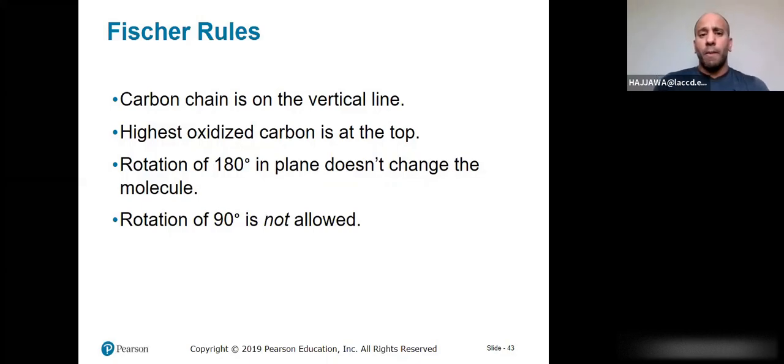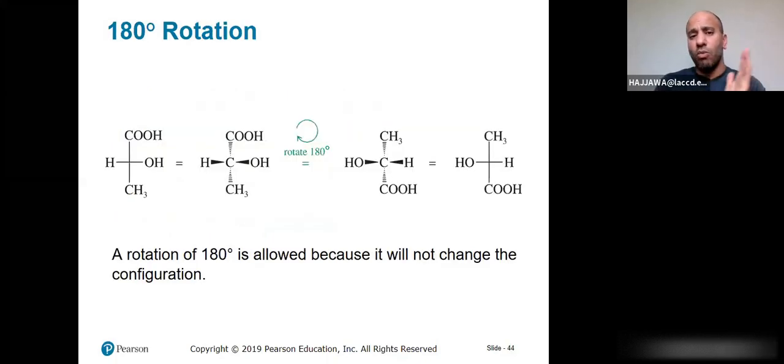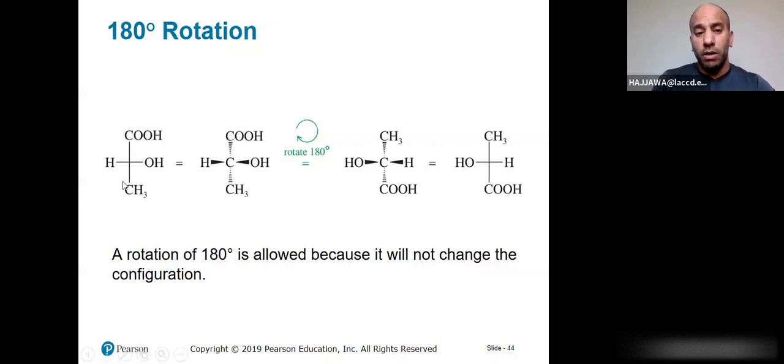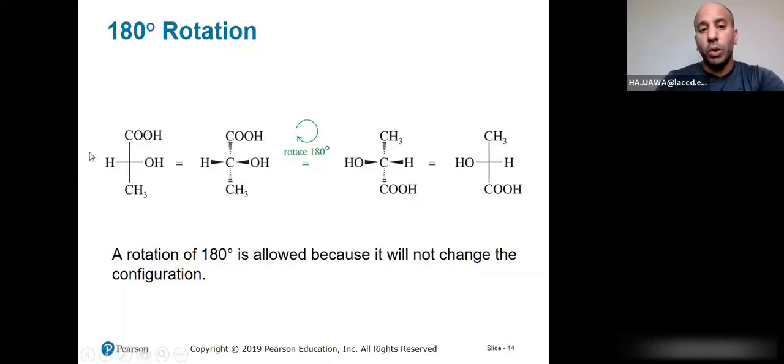Fischer rules: usually you want to have the most oxidized carbon on top and the vertical line to keep it for the carbons, and the other groups to be on the horizontal line. Now there is some rotation. Here's one of them, a 180-degree rotation. If I take this molecule, that's a Fischer projection, and I do a 180-degree rotation for every single group, meaning the carbonyl or carboxylic acid goes down, methyl goes up, hydrogen goes on the right-hand side, and OH goes on the left-hand side. Let's do the labeling for this one, and let's do the labeling of the other.